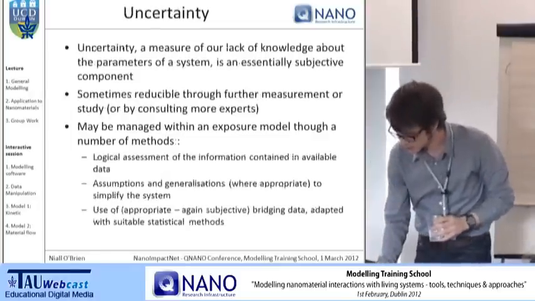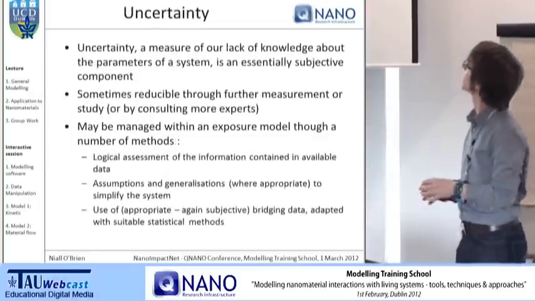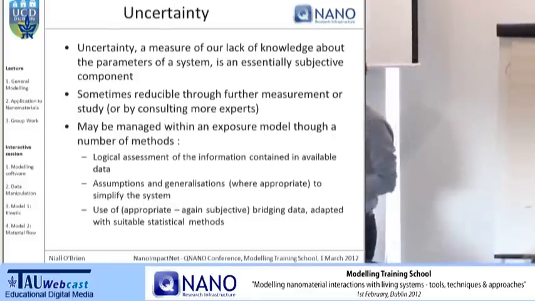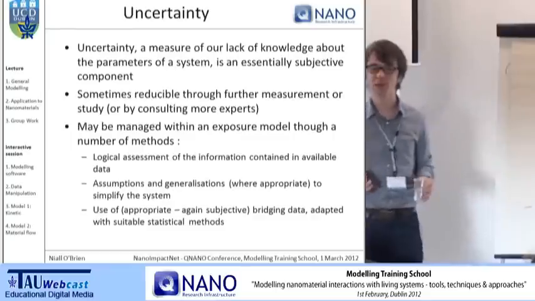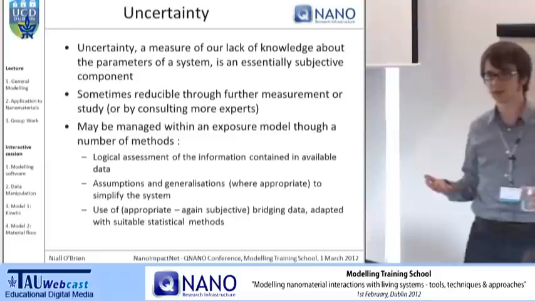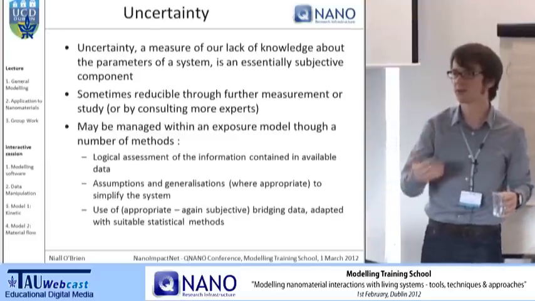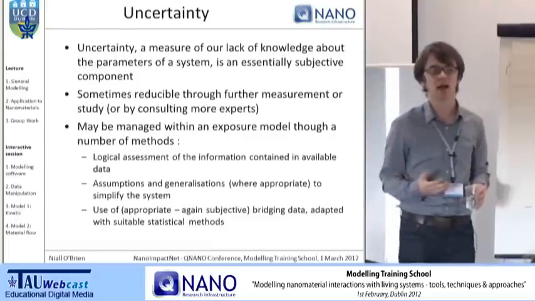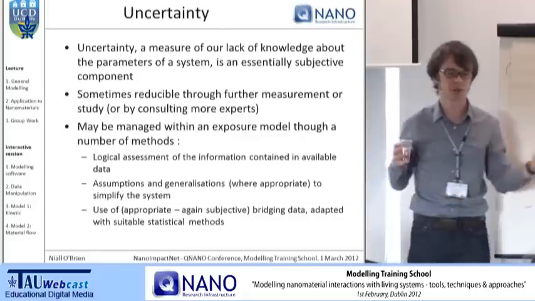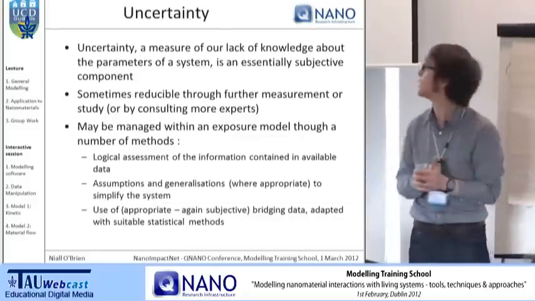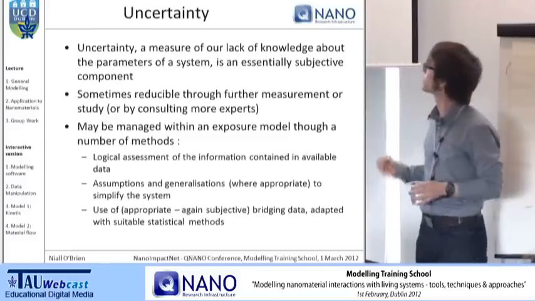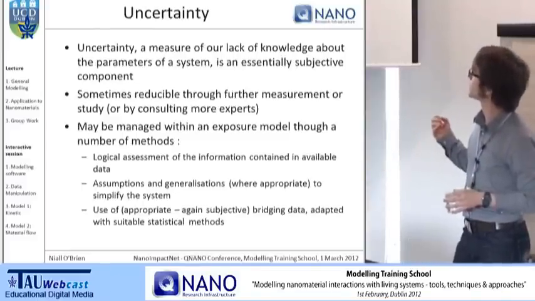And then we have uncertainty, which is a measure of our lack of knowledge about the parameters of a system. And this is essentially a subjective component. Two people can look at certain facts or certain data and come to a conclusion about how certain or uncertain they are of this. It's essentially subjective. Through the collection of more data or further study, we can reduce this uncertainty. And so within an exposure model, again, this uncertainty can be managed through a number of methods.